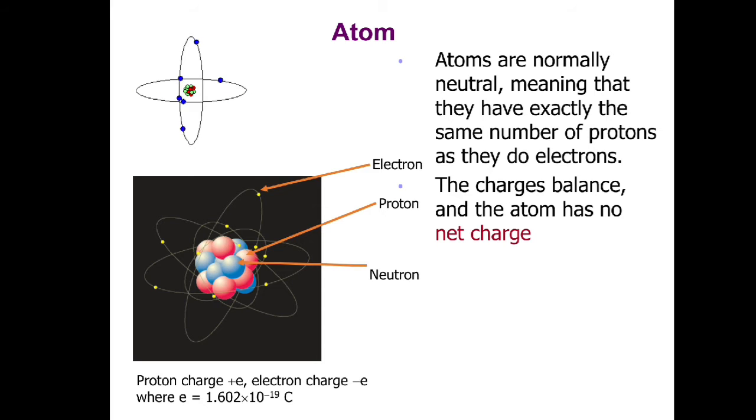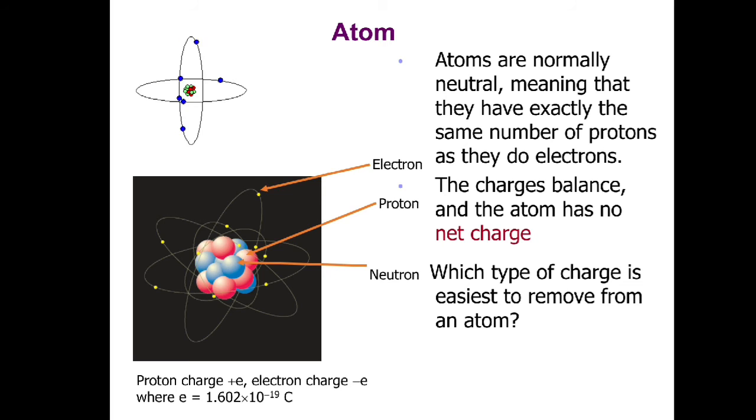Atoms are normally neutral. When it is said to be neutral, it means they have an equal number of protons and electrons. So what is the charge balance? When there are equal numbers of protons and electrons, the net charge is zero. Suppose an atom has more protons and fewer electrons, then a charge imbalance occurs, and with more protons the atom is said to be positively charged. Similarly, vice versa.